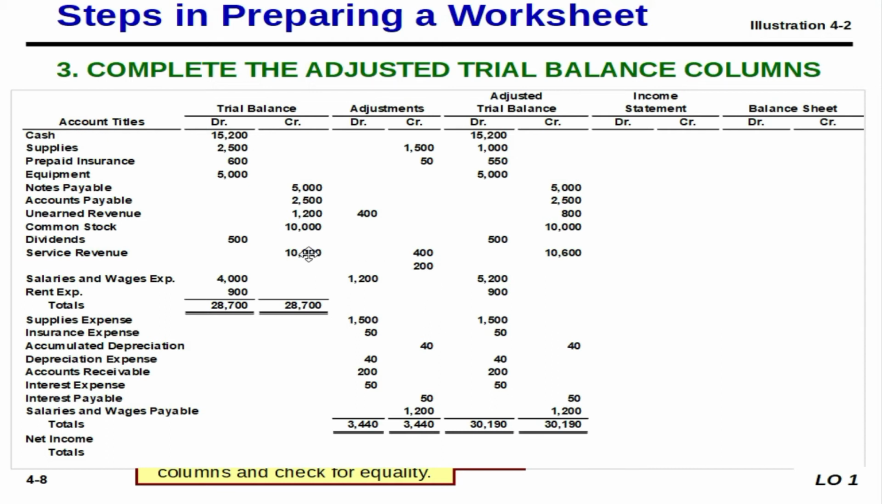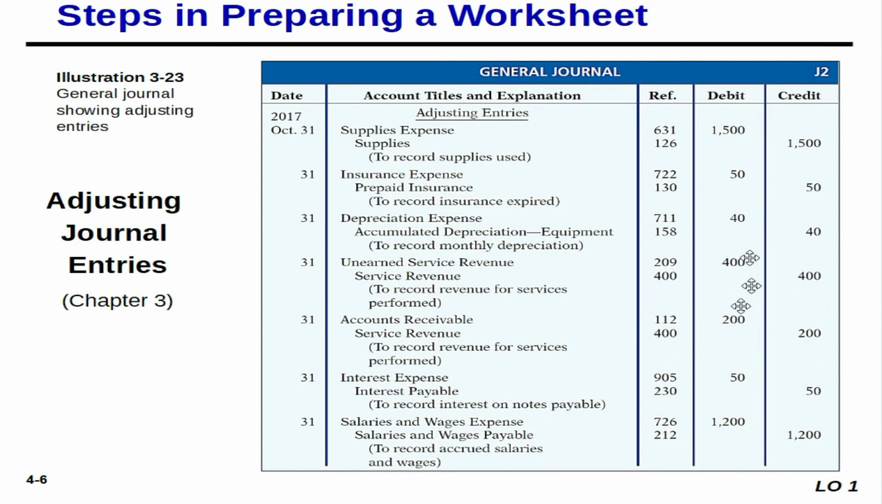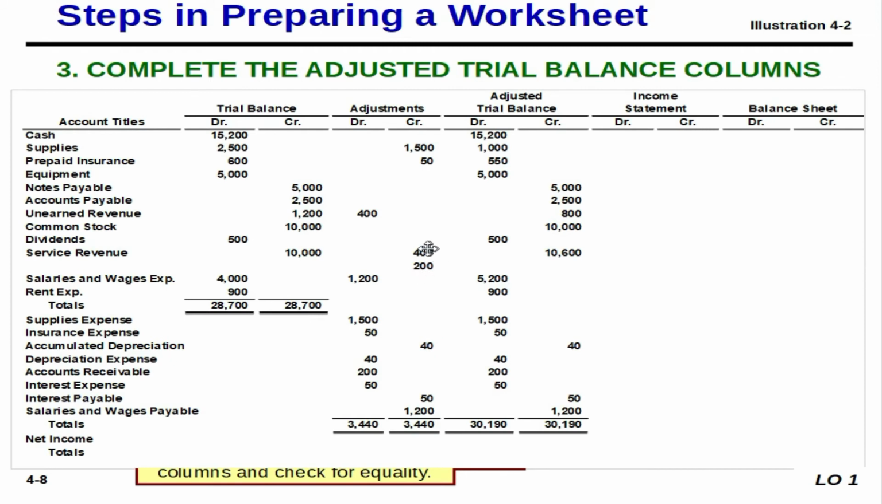And in this case, we add these two together, and we get a credit of 10,600. Okay, because we had two of these adjusted entries for service revenue, if you remember. We go back here, we had the 400 for service revenue that we earned, and then the 200 for the people who are going to pay us on account. That's why you see the two here, 400 and the 200. Okay, and then we get addition. Okay, 10,000 plus 600, which is 10,600.